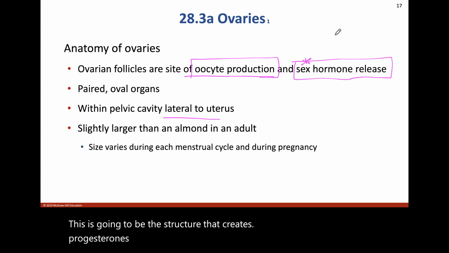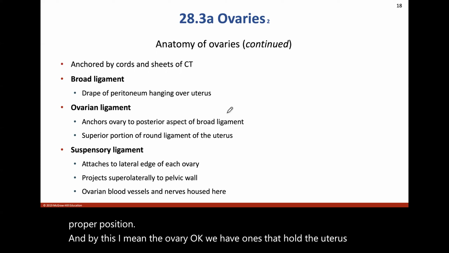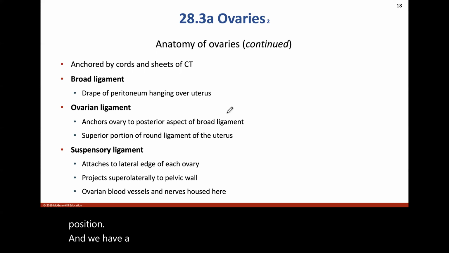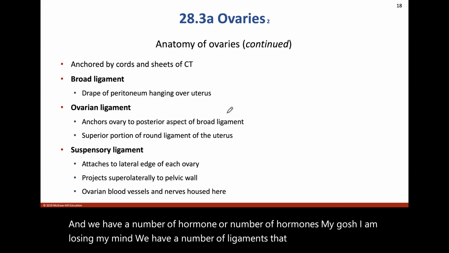So here's where that ovary sits. Again, lateral to the uterus. You can see it right there, lateral to the uterus. There's the ovary. There's the uterus. We have a number of various different ligaments that help to hold this thing in proper position, and by this I mean the ovary. We have ones that hold the uterus in position. We have a number of ligaments that help to hold the ovary in place.